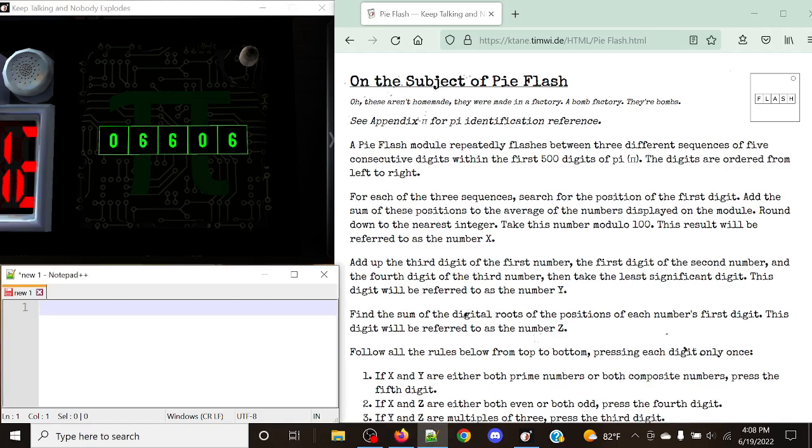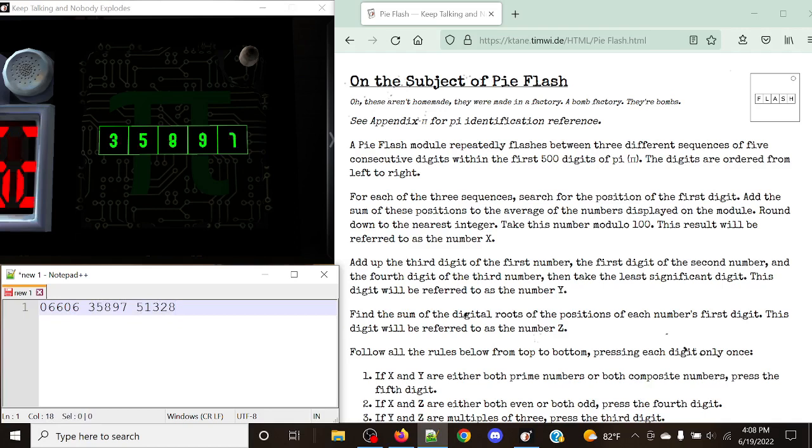So let's take a look and see what we need to do. The first thing we need to figure out is what we are looking at here, and let's get all of these digits present. So we have a 06606, a 35897, and a 51328. Okay, and these are going to be the three sequences that we're going to get throughout this.